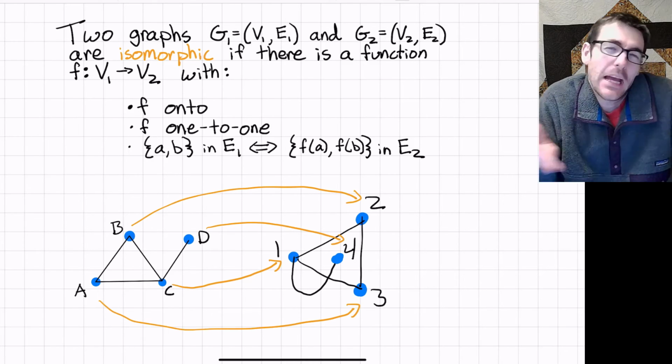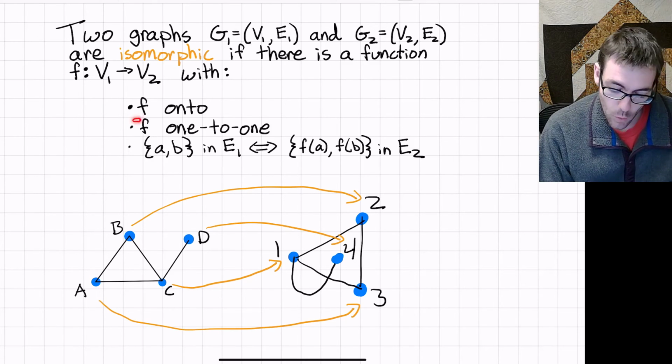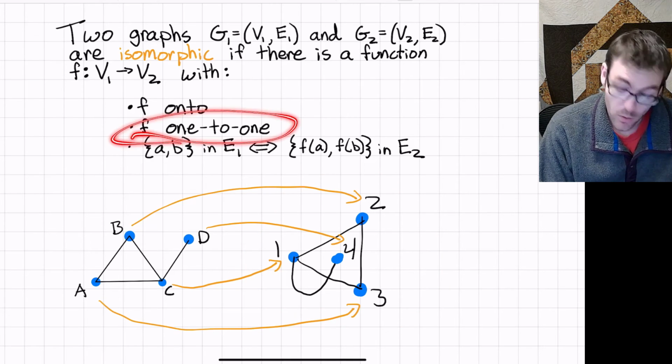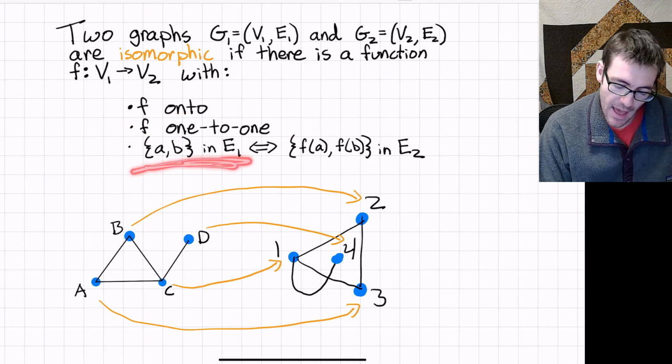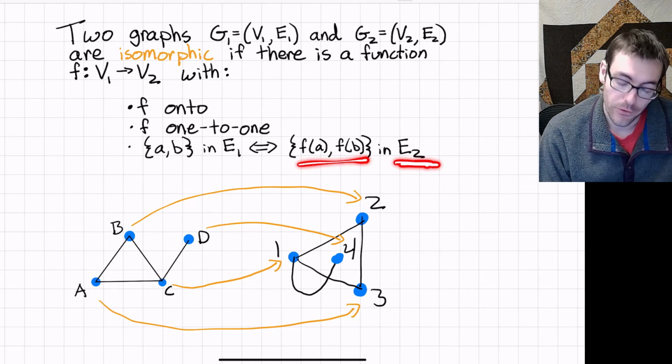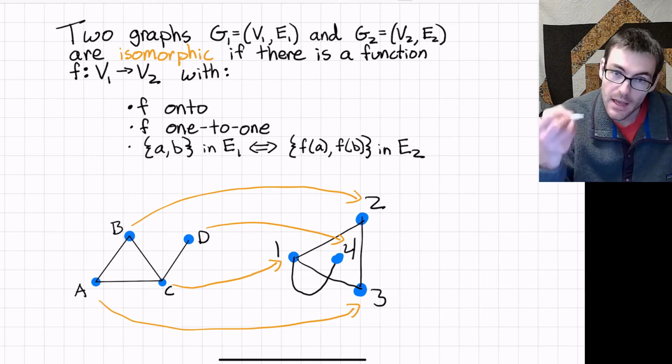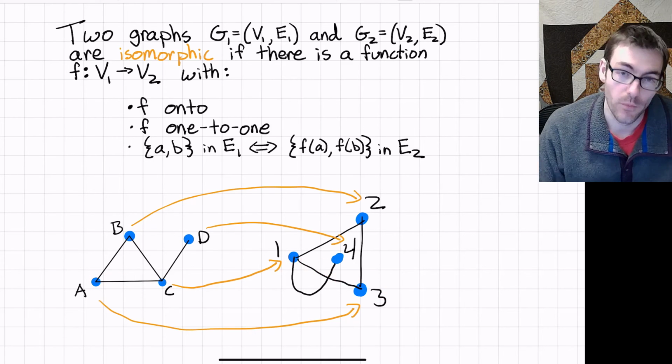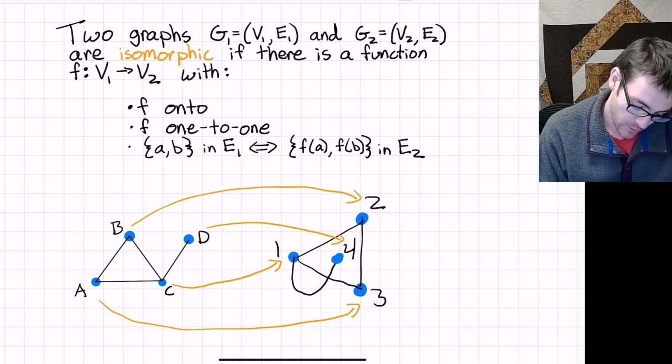All right, so using arrows, I've specified a function that is 1 to 1. All of the vertices in the second graph are targeted, and none of them have multiple arrows pointing at them. And it should be the case that every edge in our first graph, so let's take the AC edge, corresponds to an edge in the other graph. Since A went to 3 and C went to 1, and since AC is an edge, it better be the case that 1, 3 is also an edge. And it should be true vice versa. Edges over here should correspond to edges back in the original graph.